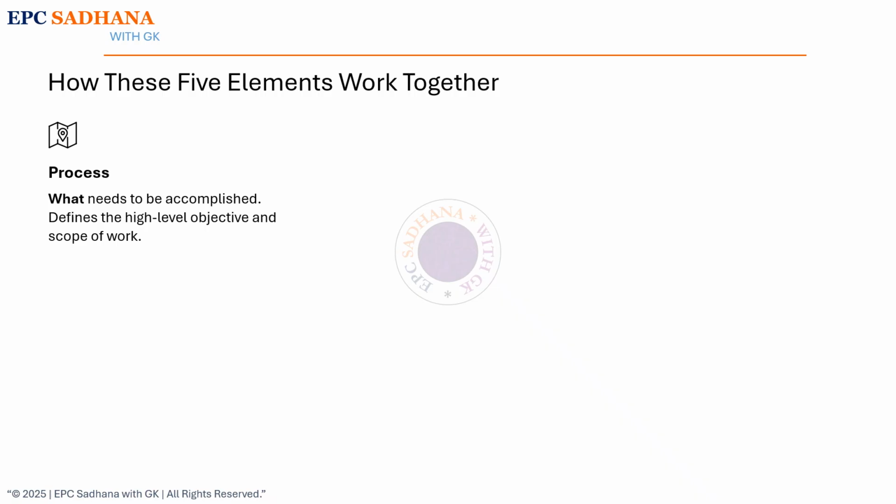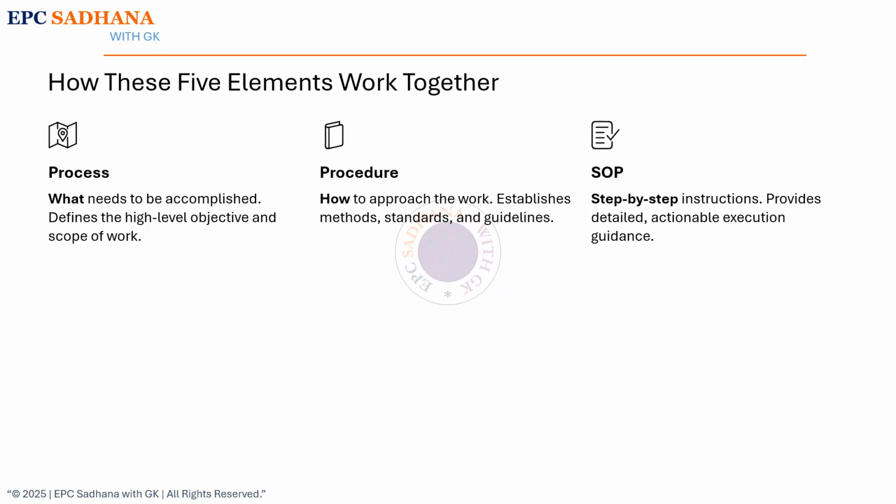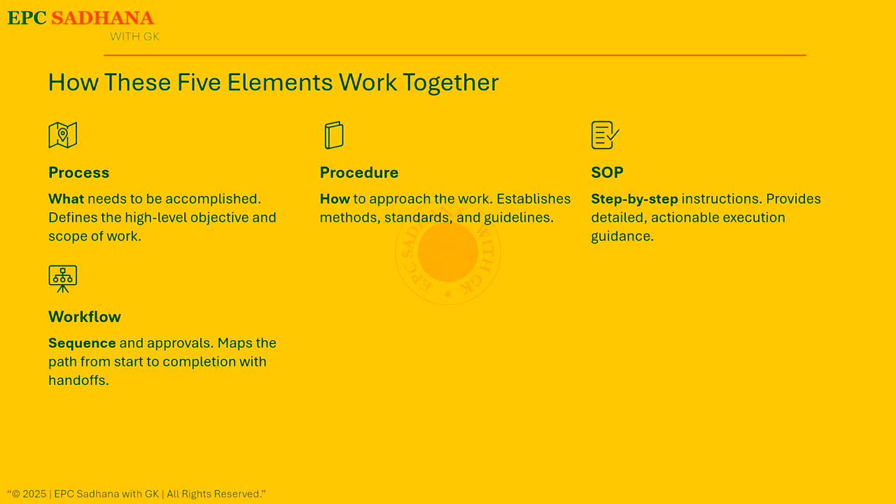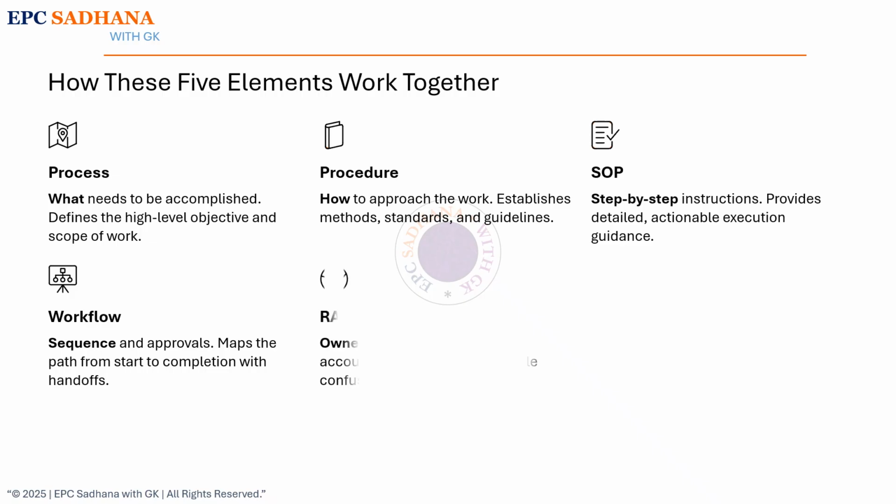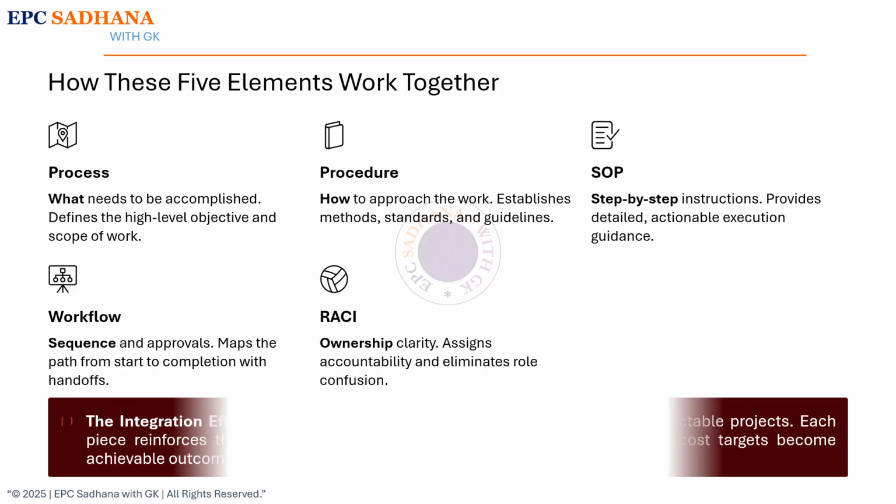So how do these five elements work together? Process is the big picture. Procedure is step by step. SOP is standard expectations. Workflow is approvals and movement. And RASI is roles and accountability. These five elements are not standalone tools, but they form an integrated management system. When properly aligned, they create predictable, repeatable project success.